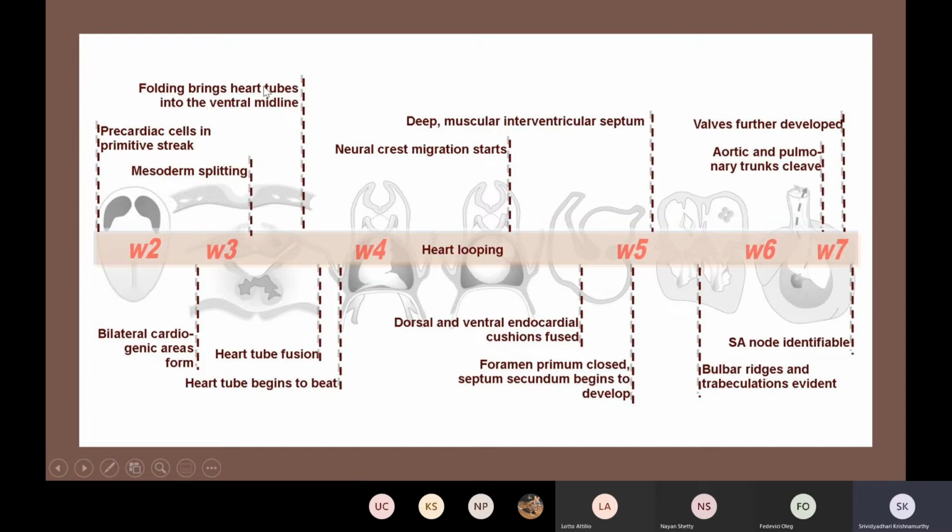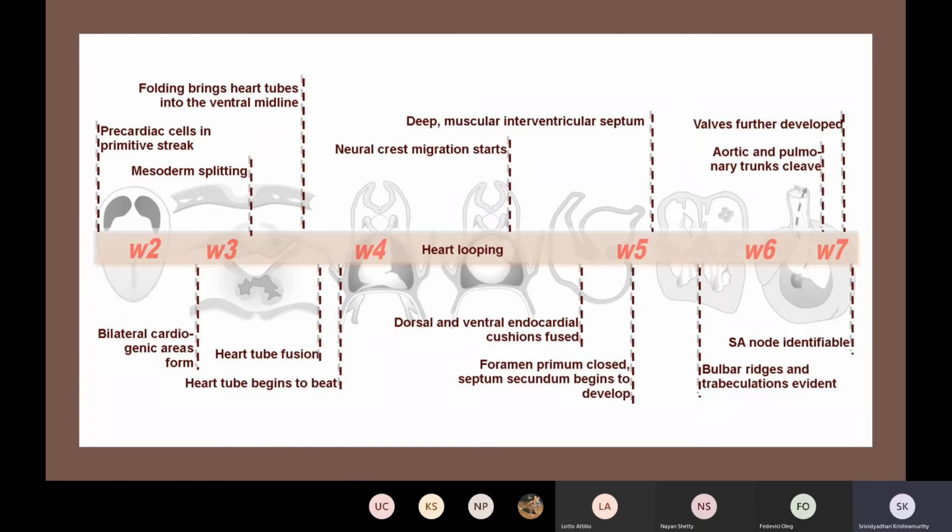The heart tube starts forming and folding into the midline. There are two heart tubes on either side of the embryo, and they fuse together to form a single heart tube. By day 22 the heart tube has a cranial end and a caudal end, and the blood is pumping through the venous end and comes out of the arterial end. I'm going to show the picture in the next slide anyway.